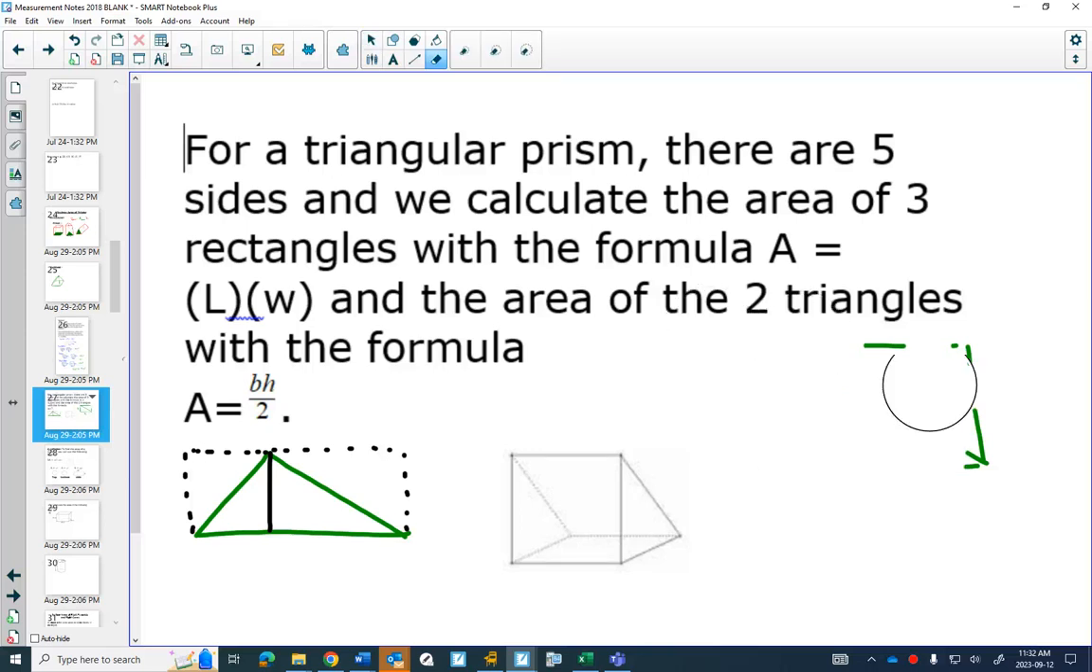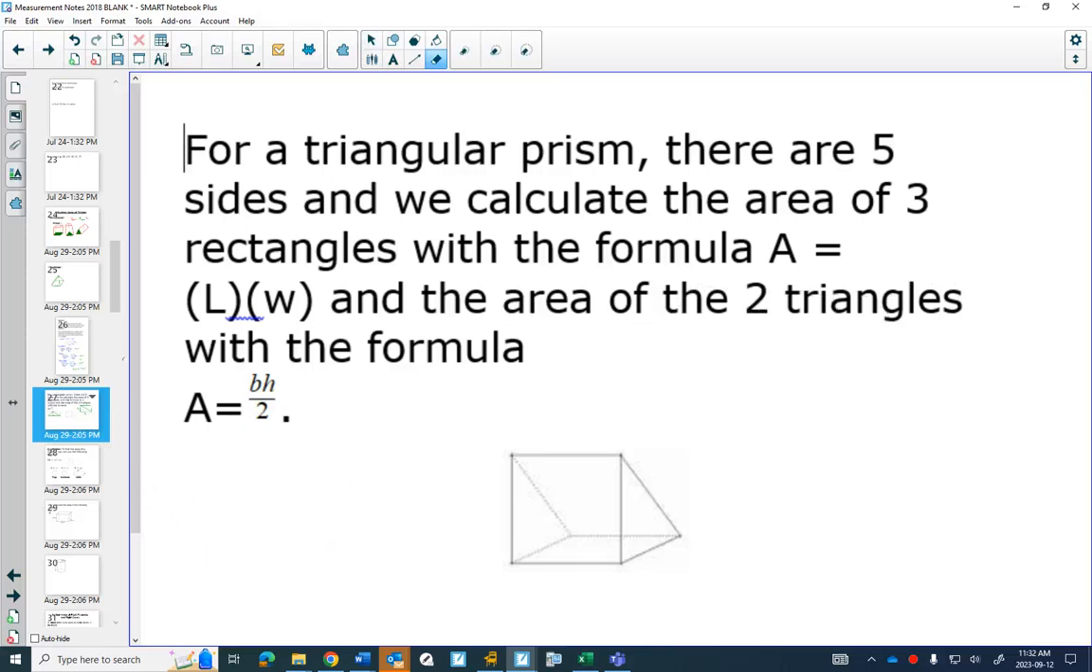So, what we're going to do on this question right here is we are going to add some numbers for this one.